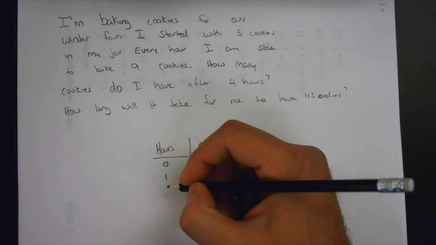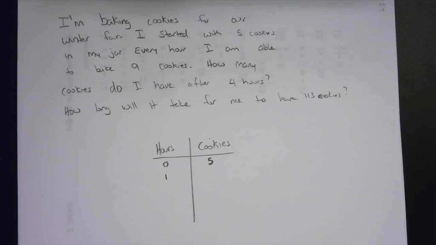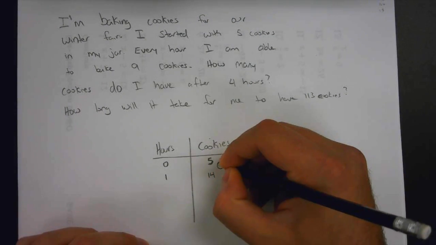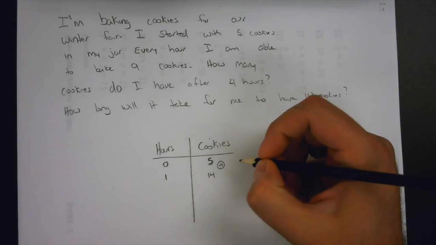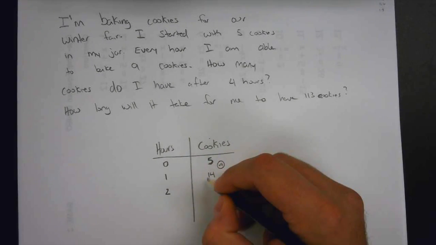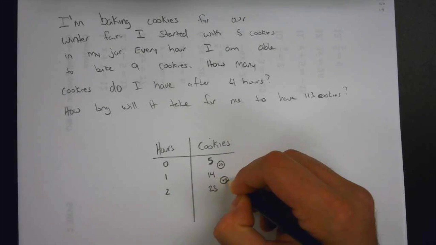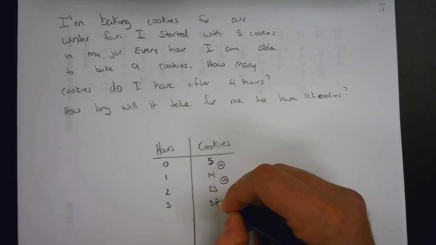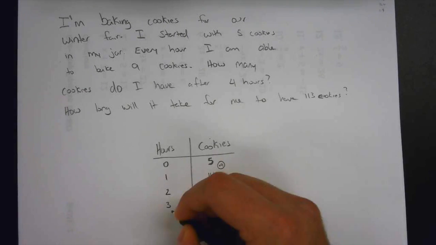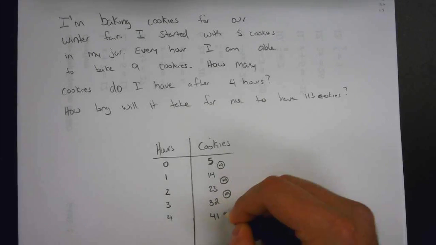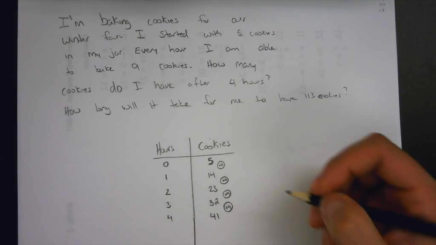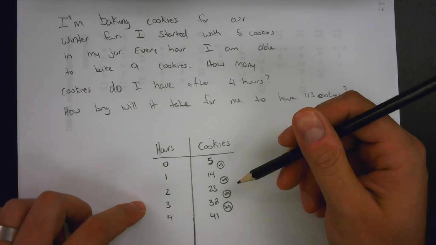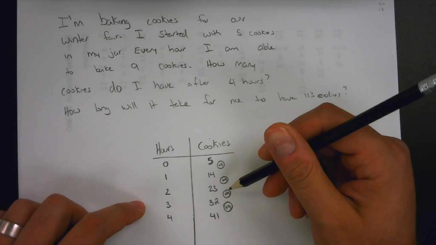So after 1 hour, if I baked 9 cookies, I would have 14. So this is increasing by 9. After 2 hours, there's 23. Again, it's increasing by 9. 3 hours, 32 cookies. Increasing by 9, 4 hours, 41 cookies. That's increasing by 9. So now we can make this a simple input and output equation.